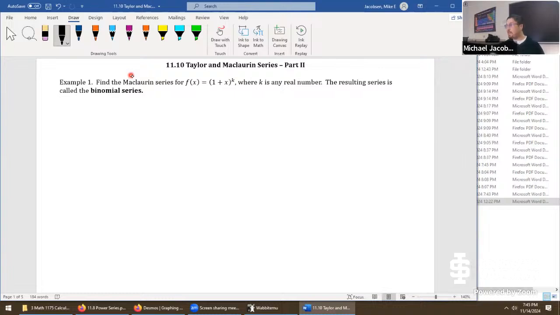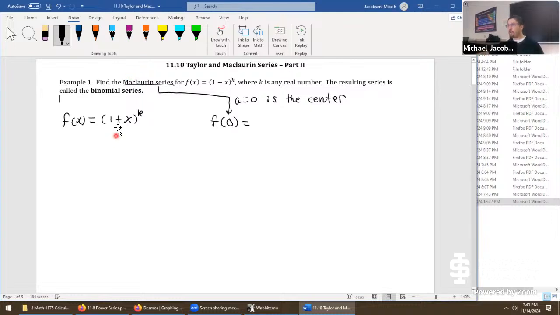Let's see, I think we have enough time to get through this one. Take f of x equals 1 plus x to the kth power. Because it's a Maclaurin series, we plug in x equals 0. So x equals 0 is the center. Plugging 0 for x gives us 1 to the power k. At this point, it doesn't matter what k is. 1 to any power is still just 1. The only way you can break that is if you put an infinity there. That makes it indeterminate.